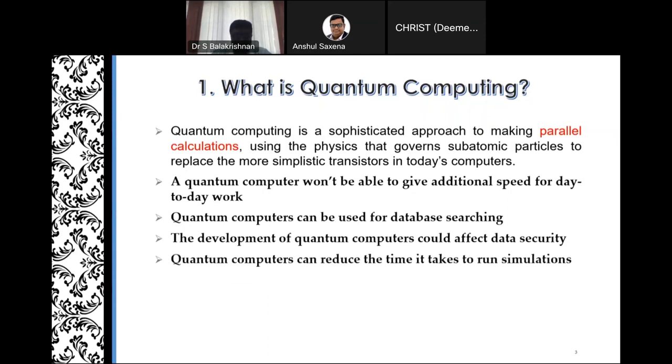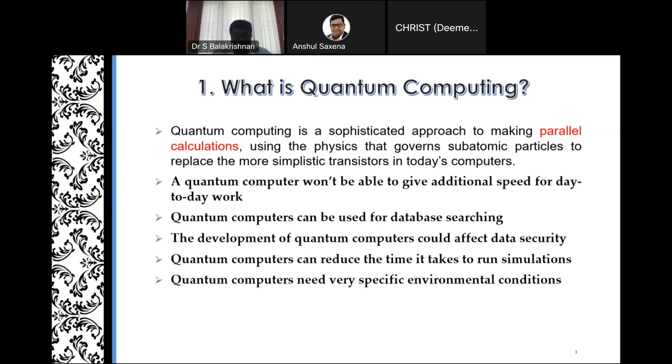Next, simulations are used by scientists to predict the behavior of weather, space, and DNA. The simulations are time consuming because there are millions of calculations. That's why quantum computers can reduce the time it takes to run simulations, because they can perform millions of calculations at once.